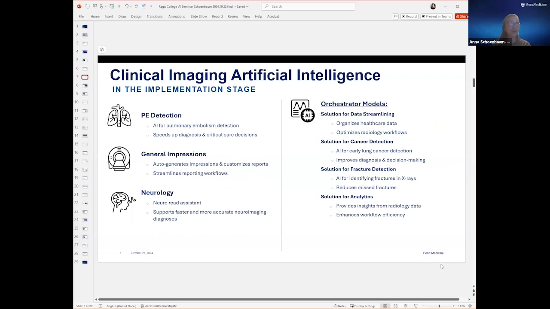So it's not just one, but we have several on a docket, from pulmonary embolism detection, general impression, to neurology. And with all these different AIs, we have now asked, is there something regarding an orchestrator, something that can help with the implementation of all these tools? So we are starting to look at kind of a middleware, if you will, an orchestrator, to help with some of these deployments of AI. And that's what we're using regarding data streaming, cancer detection, fracture detection, and some things for analytics there. So I just wanted to share how busy it is in the clinical imaging space.